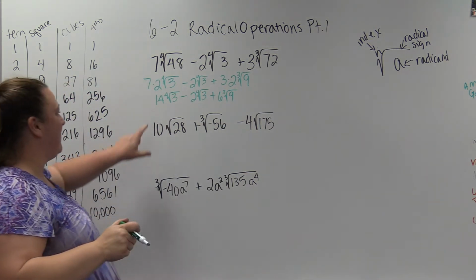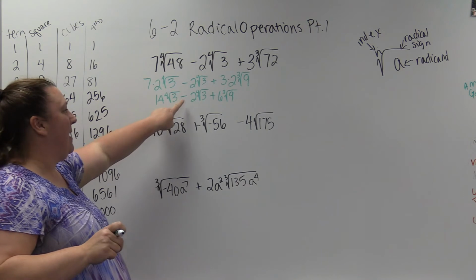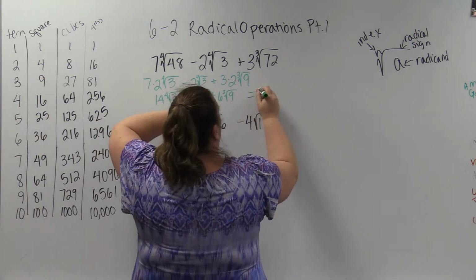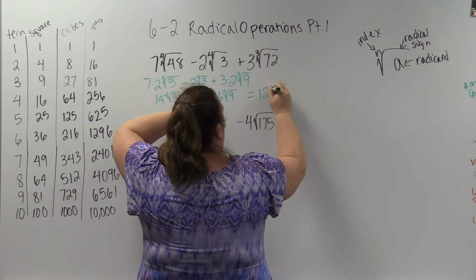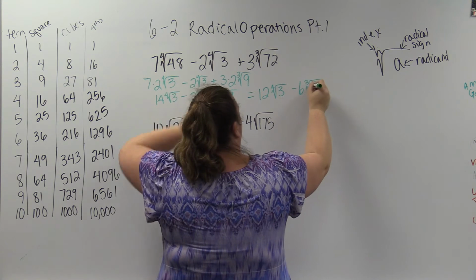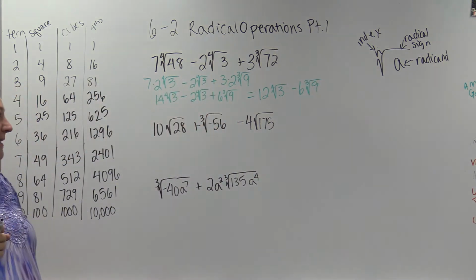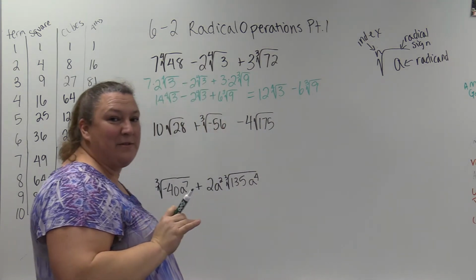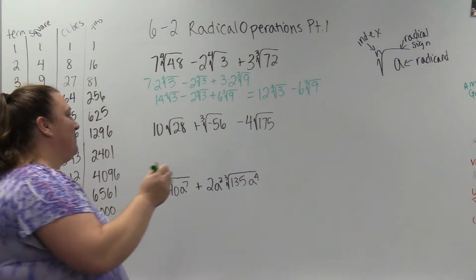So 14 4th roots of 3 minus 2 4th roots of 3 gives me 12 4th roots of 3 minus 6 cube roots of 9. And I cannot combine them because I have a 4th root and a 3rd root and you can't combine those. So this is my final answer.